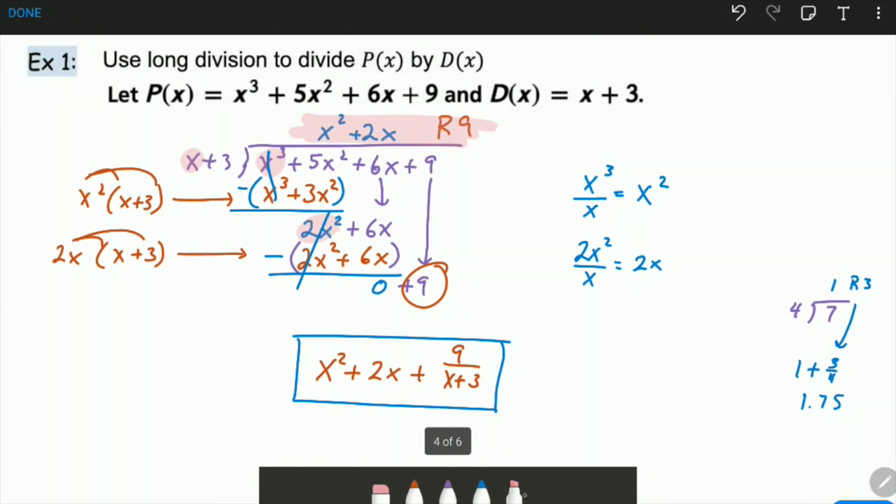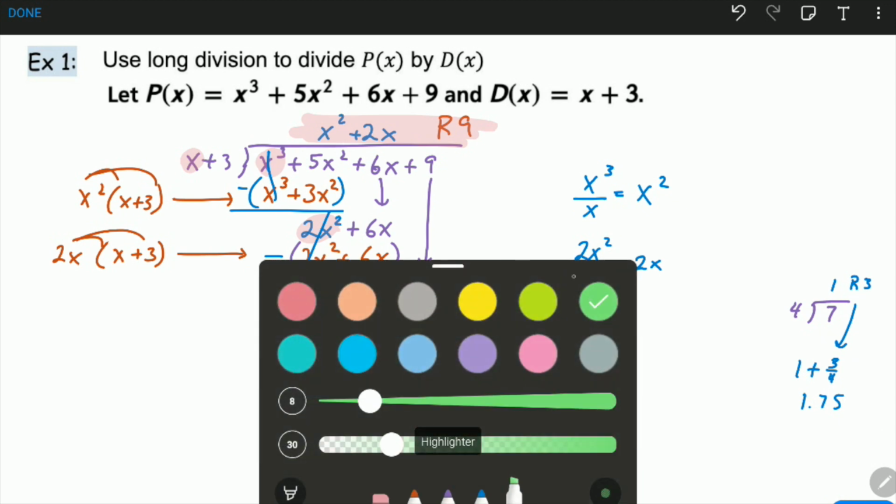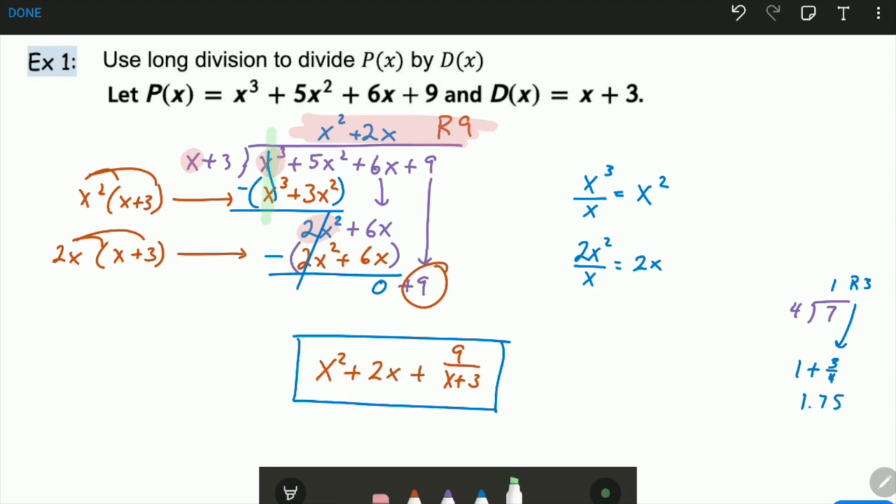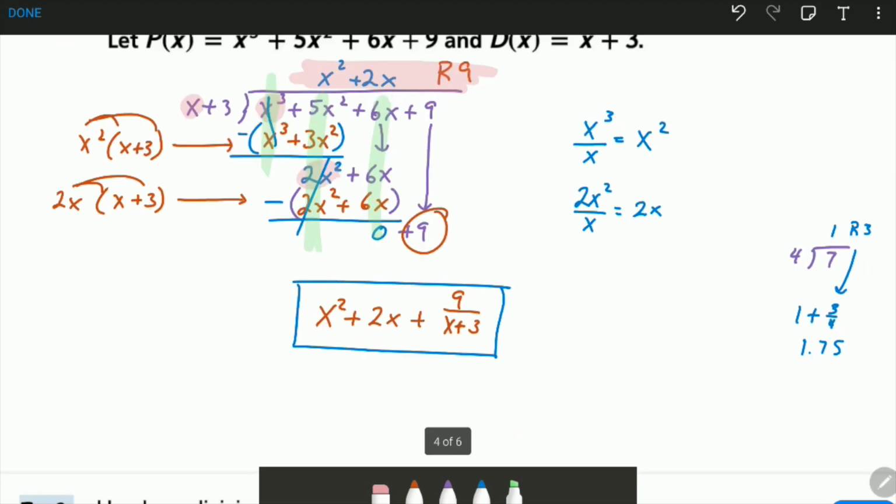If you look at how this example is set up, you might notice that all the x cubes line up with all the x cubes, all the x squareds line up with all the x squareds, all the x's line up, and so on. It's very important when you're doing the long division that you have everything lined up so that all the powers are in the correct spots, so you can easily do the subtraction.